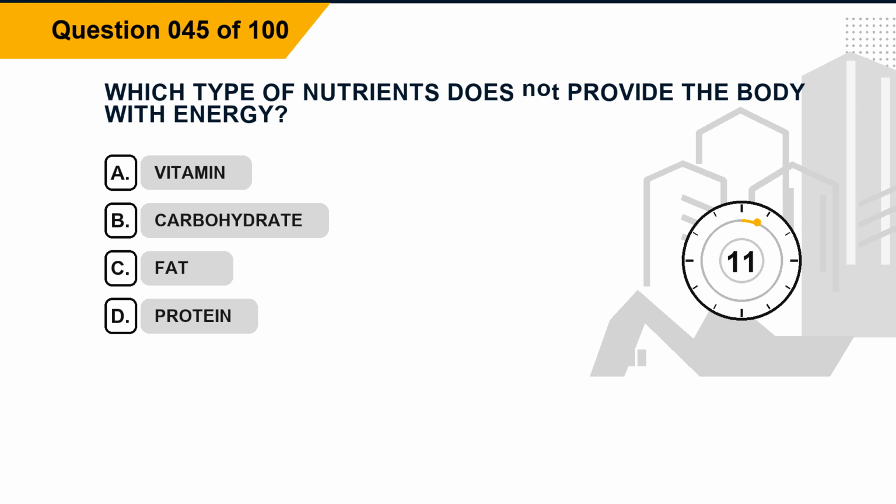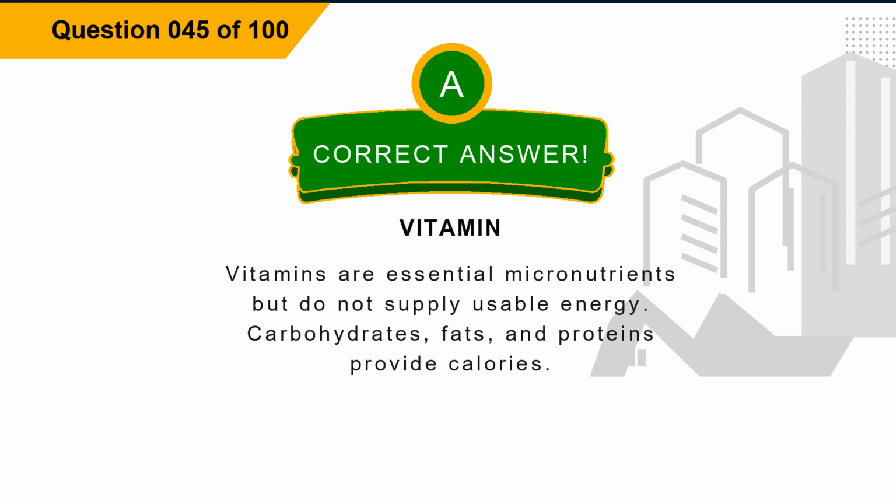Question 45. Which type of nutrients does not provide the body with energy? Option A, vitamin. Option B, carbohydrate. Option C, fat. Option D, protein. The correct answer is option A, vitamin. Explanation. Vitamins are essential micronutrients but do not supply usable energy. Carbohydrates, fats, and proteins provide calories.